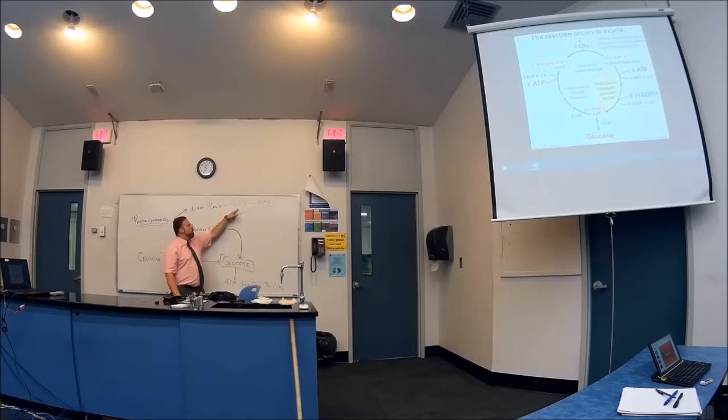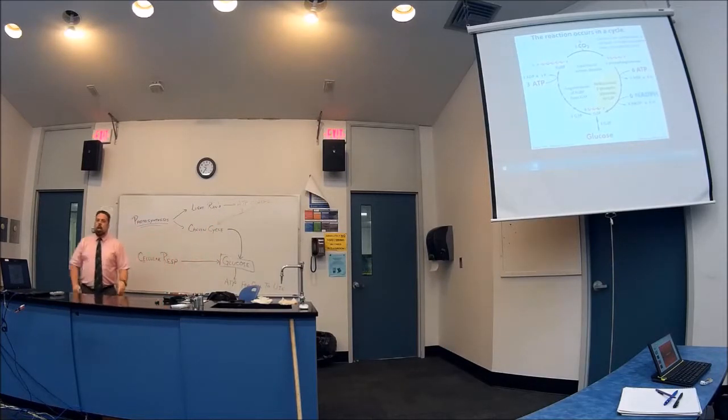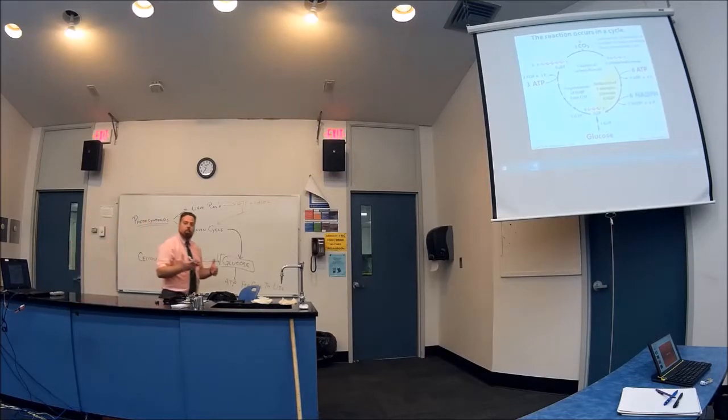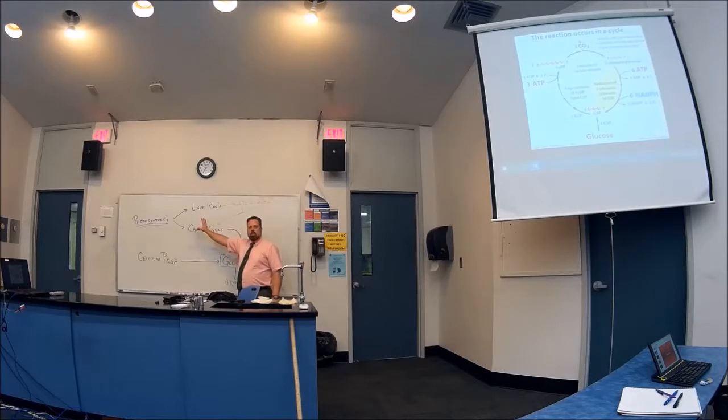So we need energy to make glucose. Now the glucose will go through cellular respiration. If plants could walk around and eat other plants, the plants wouldn't need this. Does that make sense? It's a good question.